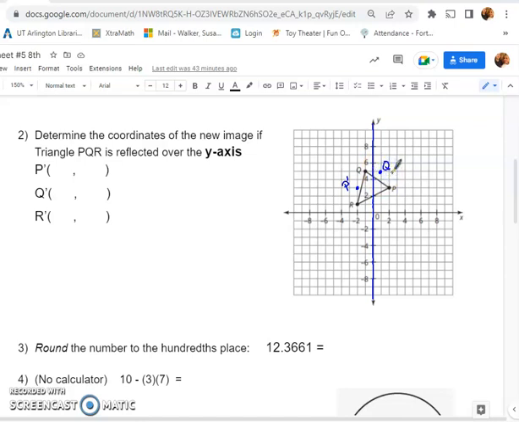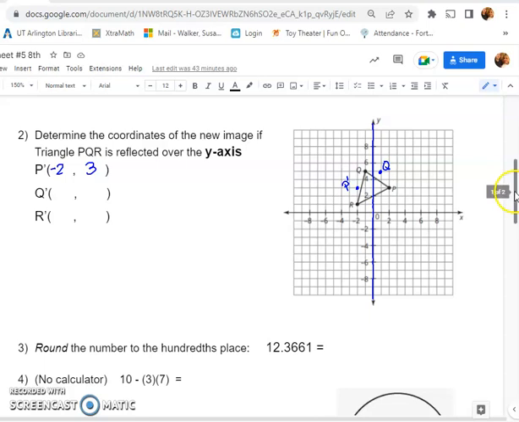So y'all are going to do this. Now I will help you find P prime, okay? So remember we start here. 1, 2, backwards. 1, 2, 3, up. So that's our new point. So now you're going to do Q, and I want you to reflect R and put those points. Pause the video and do that.